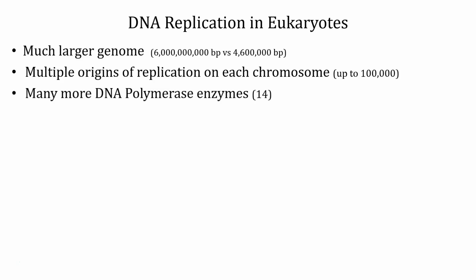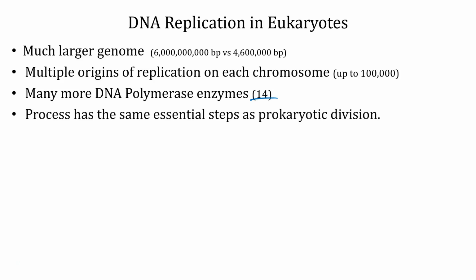There are a whole bunch more DNA polymerase enzymes when we're talking about eukaryotes. There are upwards of about 14 of them versus just 3. I wouldn't even know what all the differences are between them, so I certainly won't ask you about it. And then again, the process is pretty much the same with a couple of exceptions.